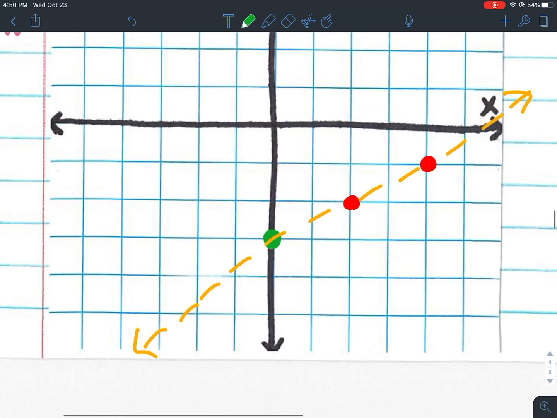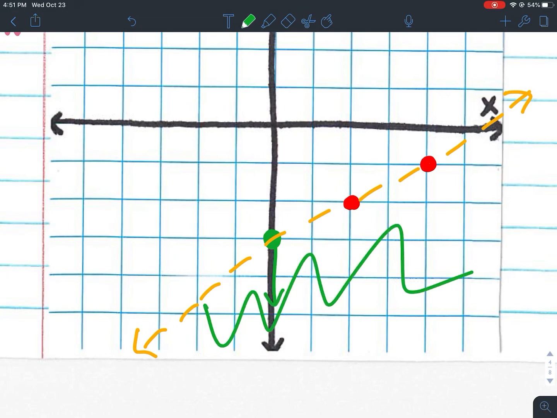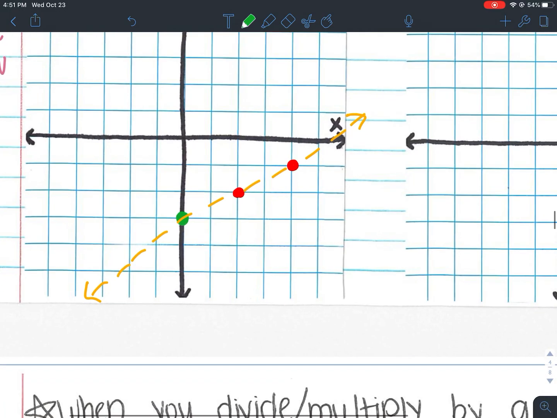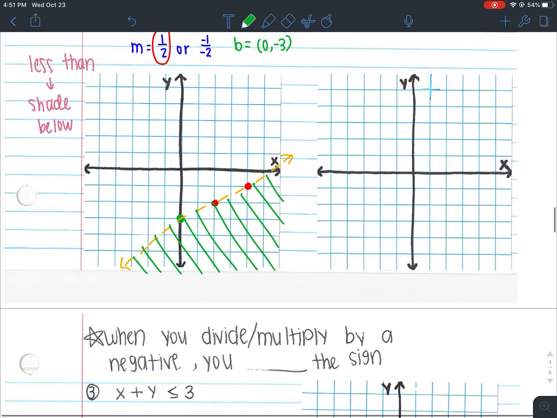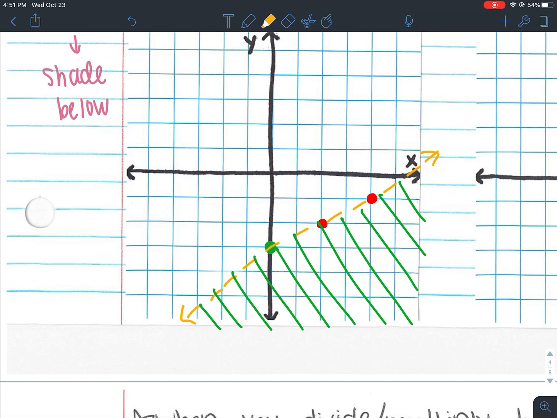If you can't tell where below is, it's helpful to imagine. Let's look at our y-intercept, right? Look at your y-intercept, and I want you to imagine it moving up. If you were to move your y-intercept up anywhere, would that be above or below? That would be above. If you imagine your y-intercept moving down, that would be below. So if you're confused on where above and below is, just think about your y-intercept. If you're trying to go below, move your y-intercept down. And when I move it down, it's in this part of my graph. So when you shade, you want to shade that entire side of the graph. So over here, I'm going to shade all of this side of my graph here. Okay.